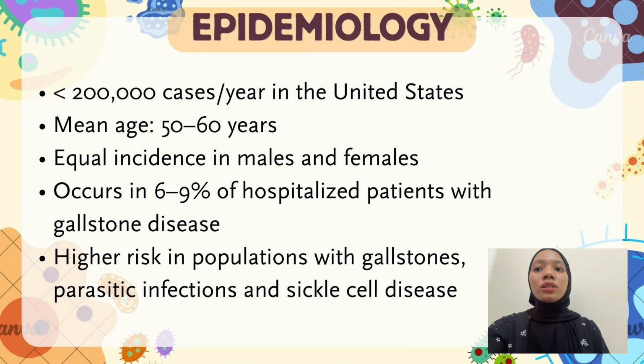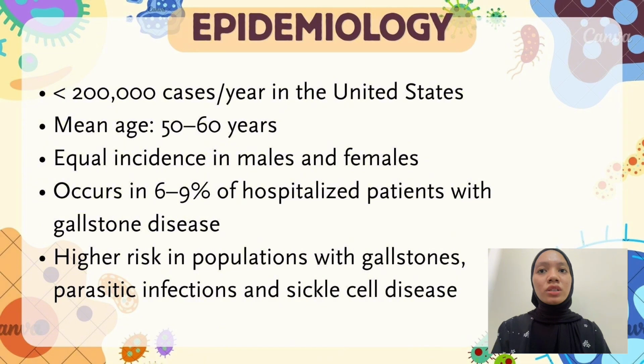Next, we will look at the epidemiology of acute cholangitis. Acute cholangitis accounts for fewer than 200,000 cases per year in the United States, making it a relatively uncommon but clinically significant disease. The condition most commonly affects individuals between the ages of 50 and 60 years, mainly because the risk of gallstone formation increases with age.